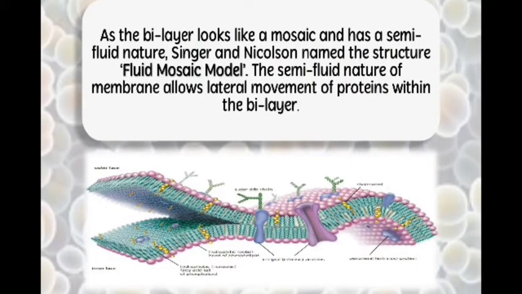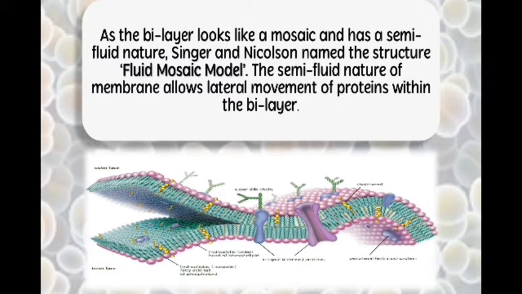And the tail is basically made up of non-polar hydrophobic components. Hydrophobic means water repelling. The tails are sandwiched between the heads like this, and they are protected from the aqueous environment.